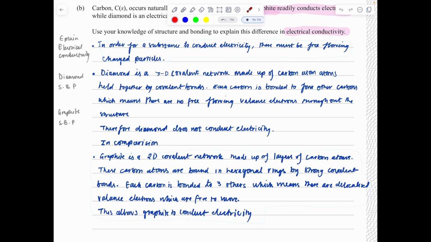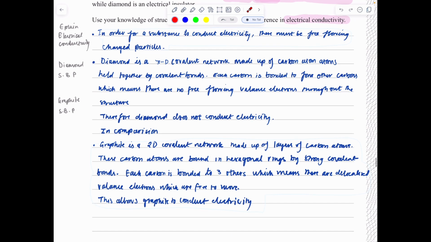Because there are delocalized valence electrons due to there being only 3 bonds, this means that there are free charges able to move around within the structure, within the sheets, in fact, okay? Within the layers of carbons. So that is what allows graphite to conduct electricity, whereas diamond is an electrical insulator.